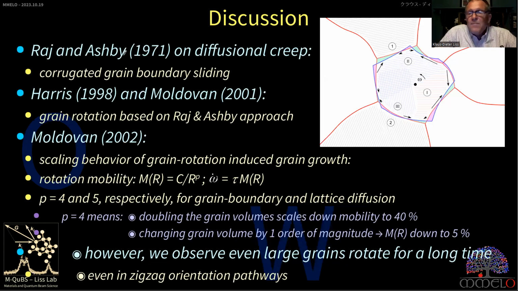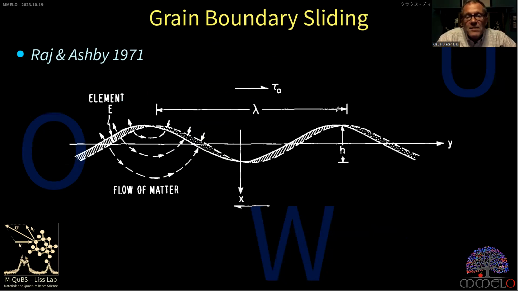Sarash and Aspi talked about corrugated grain boundary sliding, which is shown here on a linear scale. So we have a sinusoidal variation of the grain boundary, so up and down, it's corrugated. And if it wants to slide, then I have to have mass transport from the front to the back, or from the back to the front, depending on which orientation you move.